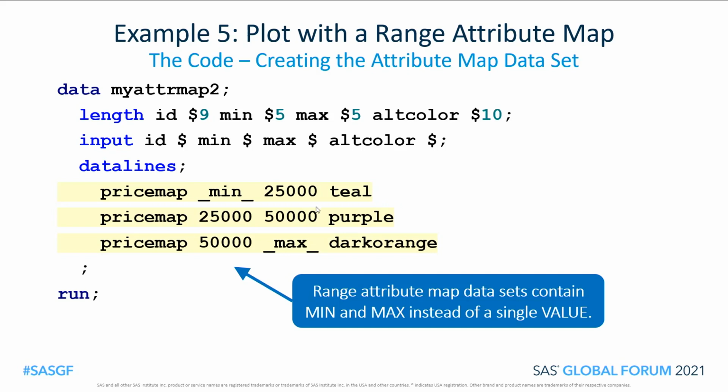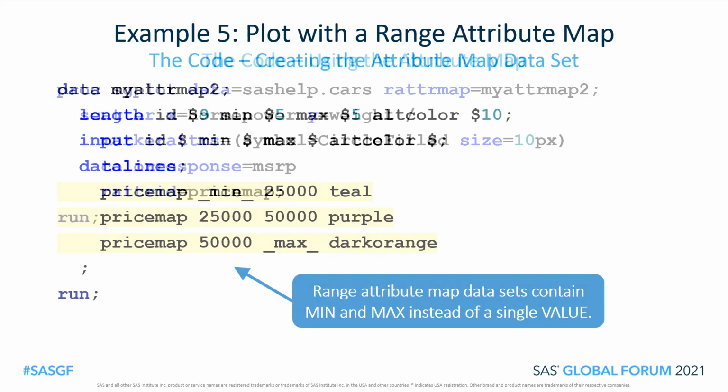So I'm going to color the points where the price is less than $25,000 teal. You'll notice the use of the special keyword _min_. So that means anything from the minimum value in the data set up to 25,000 is going to get colored teal. From 25,000 to 50,000 will be colored purple, and from 50,000 to the maximum will be colored dark orange. You'll also notice I'm using this variable alt color, not marker color, which we were using before. The range attribute map data sets have different variables that do different things, and if you refer to the documentation, you can find out what the requirements are.